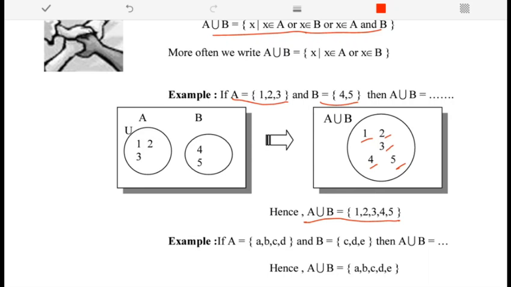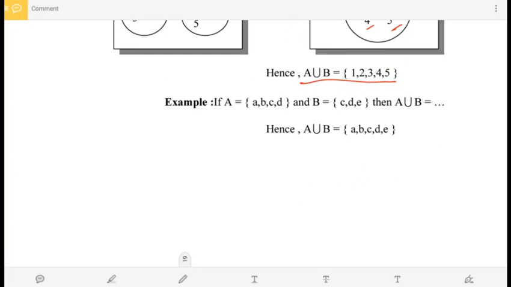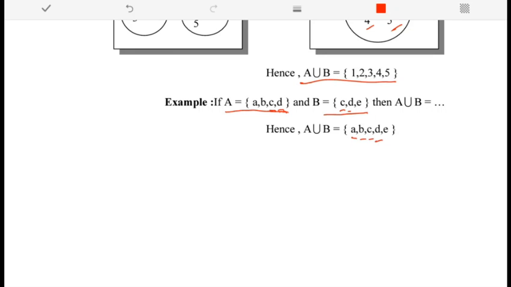Now, if I have set A as the set of a, b, and c, and set B is the set of c, d, and e, we have the same elements between A and B, which are c and d, right? That means you need to write these common elements only one time. So you have a, b, c, d, and e. You cannot repeat the same element. That's the idea here. So you get 5 elements for the union of A and B.